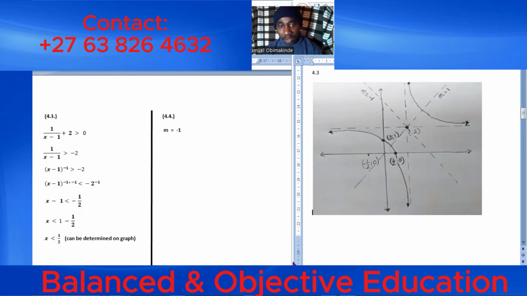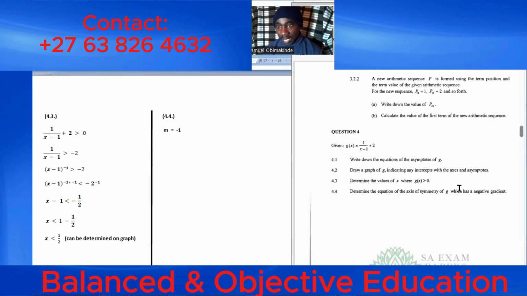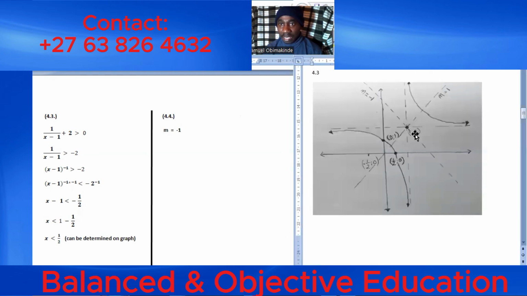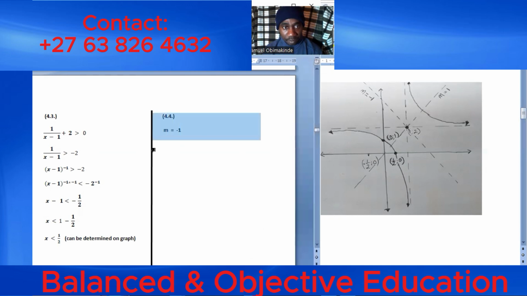In the question, they are particular about the axis of symmetry, and they said the one with the negative gradient. So it means that we are dealing with this negative axis of symmetry. Therefore, the gradient there would be -1. So how can we determine the equation of this line with a gradient of -1?